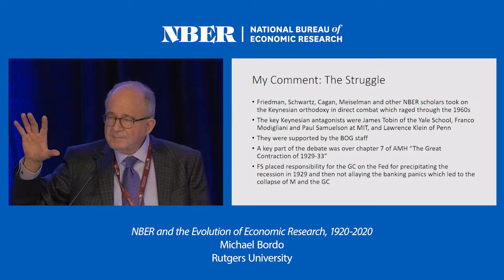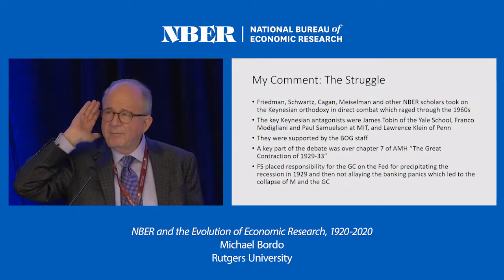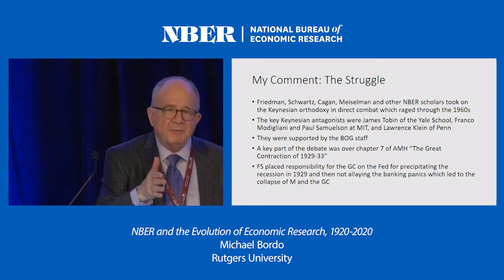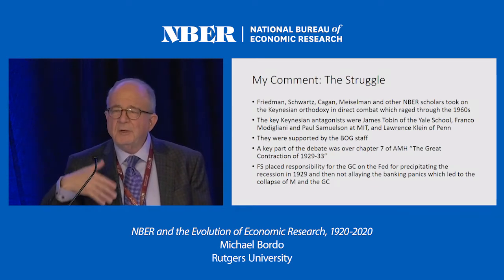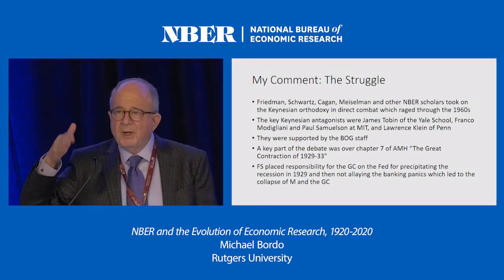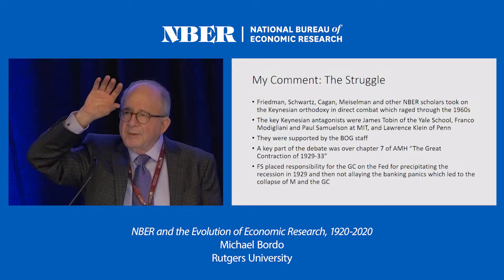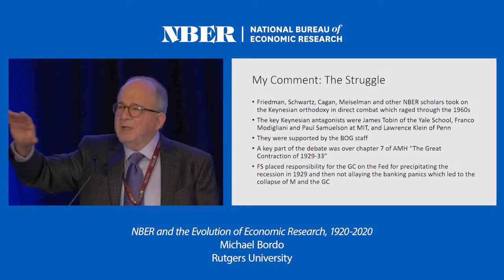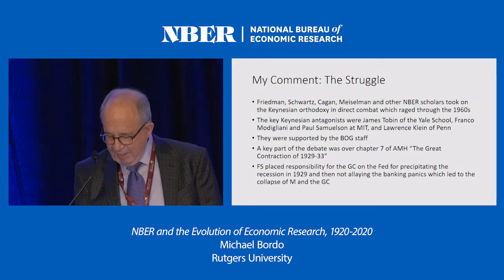Now, as Emmy and John mentioned, a key part of the debate and a key sort of takeaway we always have of a monetary history is Chapter 7 on the Great Contraction of 1929 to 33, where they argued that the Fed, in a sense, caused the downturn by tight monetary policy in 1928, and then they allowed the recession to turn into the Depression by not following lender of last resort that the Fed had been established to do to offset the banking panics.